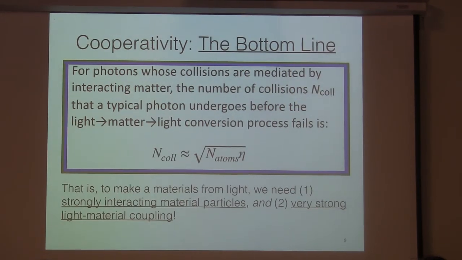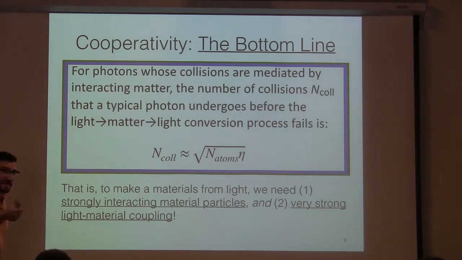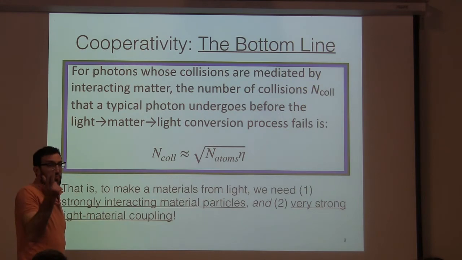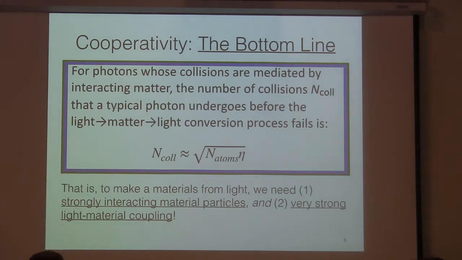Okay? So what's the bottom line? For photons whose collisions are mediated by interacting matter, that is to say photons that are absorbed by matter, and then the matter interacts and it's mapped back to photons, the probability that any given collision is successful scales with n times the cooperativity, or the square root of that. Once that number gets much larger than unity, the number of collisions that you get before this process fails and the particles don't collide with each other is basically the square root of the number of atoms times the single particle cooperativity.